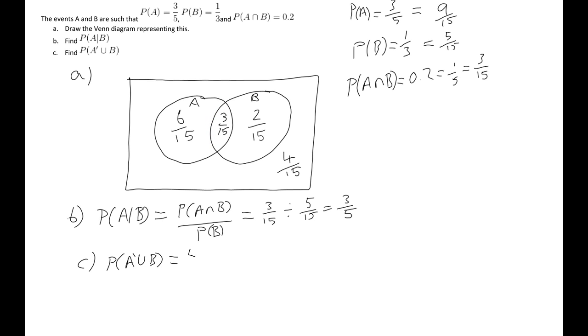So it's 4/15 plus 2/15 plus 3/15. 4, 5, 6, 7, 8, 9. So it equals 9/15, which is 3/5. That's a complete coincidence that it happens to be the same answer as what we've got before. Okay, that's our question done.